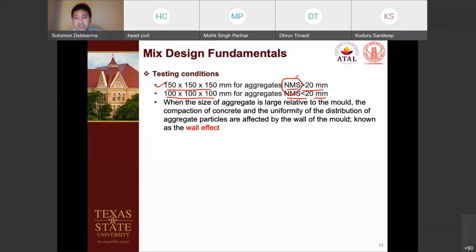So the nominal maximum size of aggregate plays a very important role for the mix design. So how does it play? This can be explained by the wall effect. Which means that when the size of the aggregate is large relative to the mold, the compaction of concrete and the uniformity of the distribution of aggregate particles are affected by the wall of the mold, known as the wall effect.